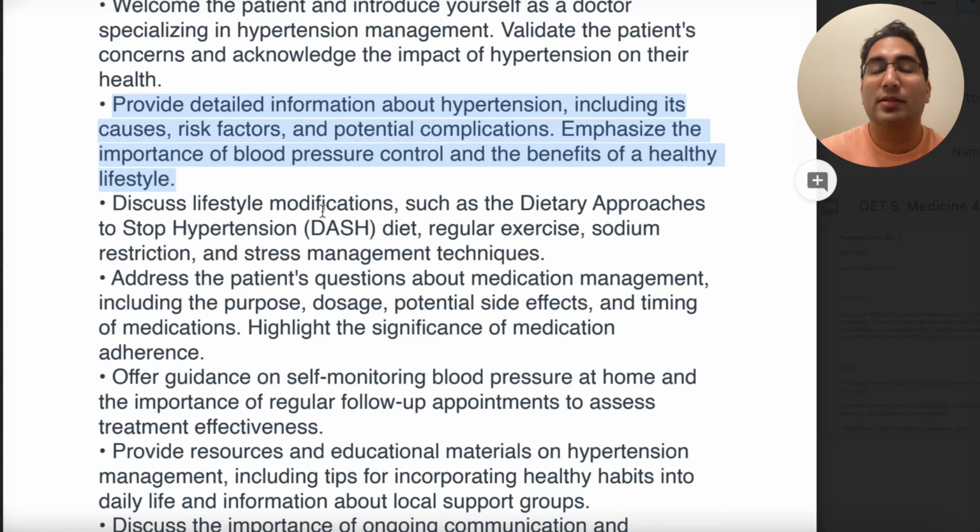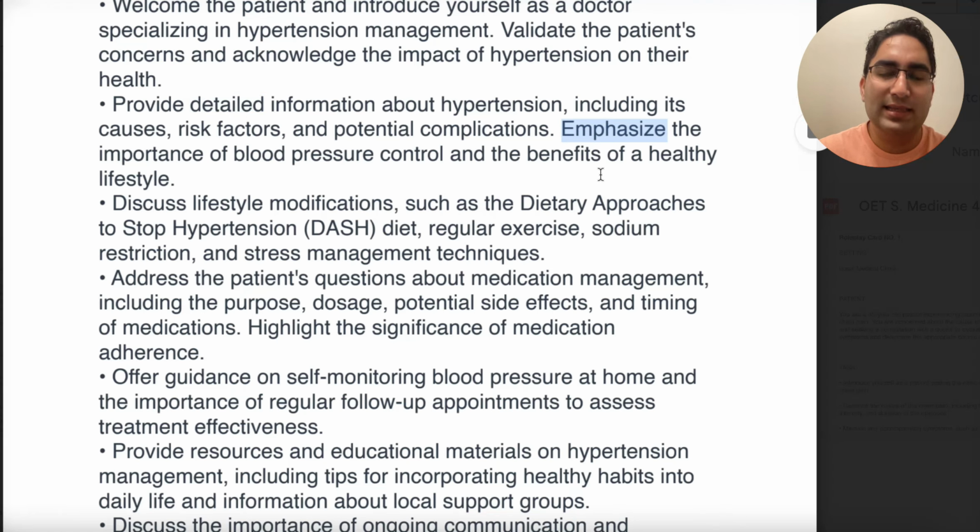Now, the next thing asks you something that will confuse a lot of you because it requires a little bit of technical knowledge. It says provide detailed information about hypertension, including causes, risk, potential complications. Whenever you have this word, detailed, it means you've got to talk long. Okay, so make sure to look at those specific words. Now you have the next word, emphasize, and here it means you really have to make this sound important. Emphasize the importance of blood pressure control and the benefits of a healthy lifestyle.